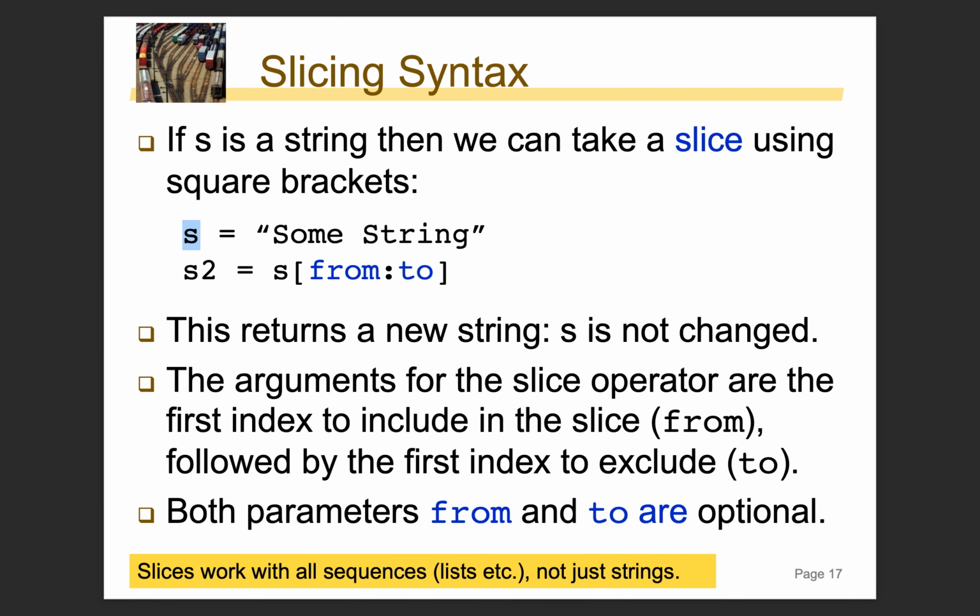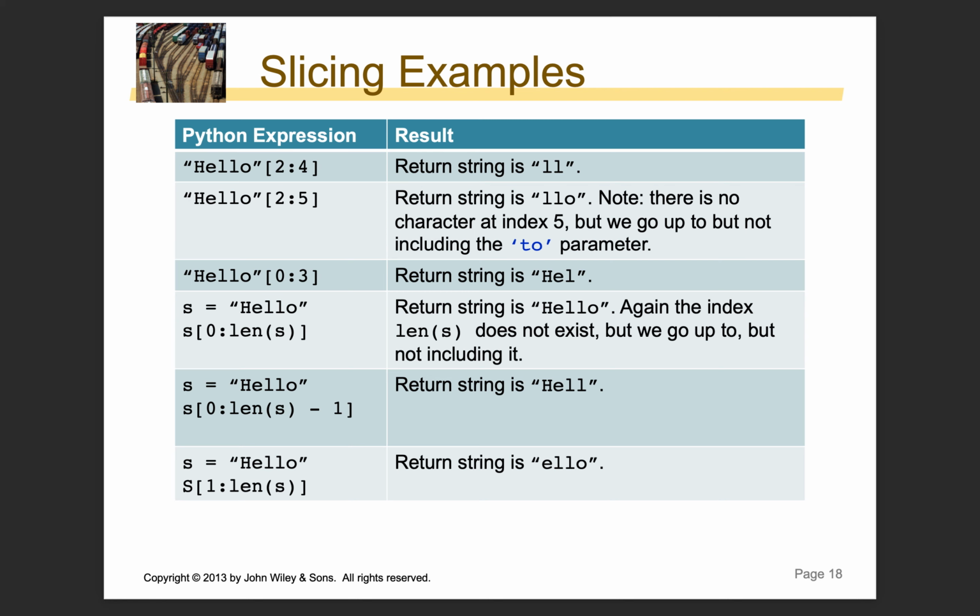And then the hint in the little yellow box is slices work with all sequences, so we could do this with lists as well, not just strings. I don't think we've really looked at lists, but slicing works on sequences of values. Okay, so here are some examples.